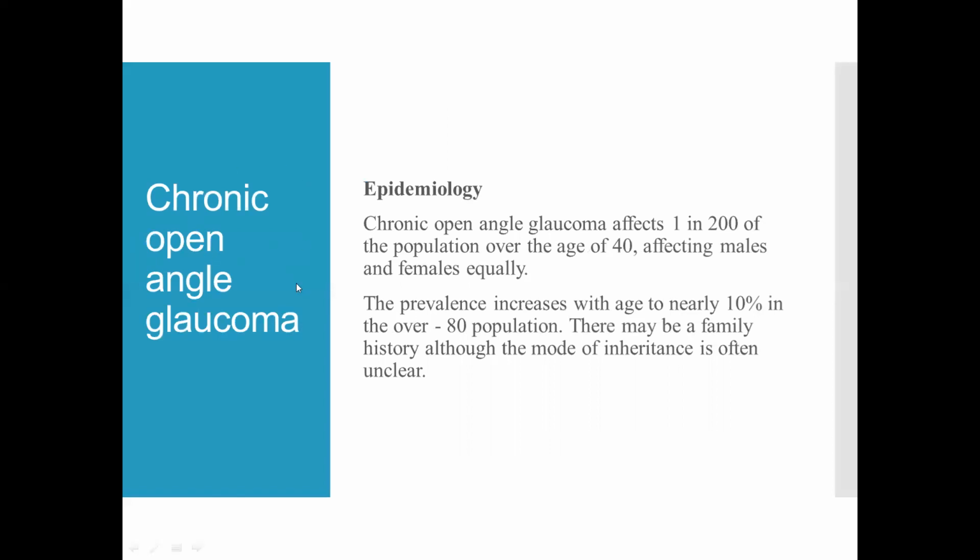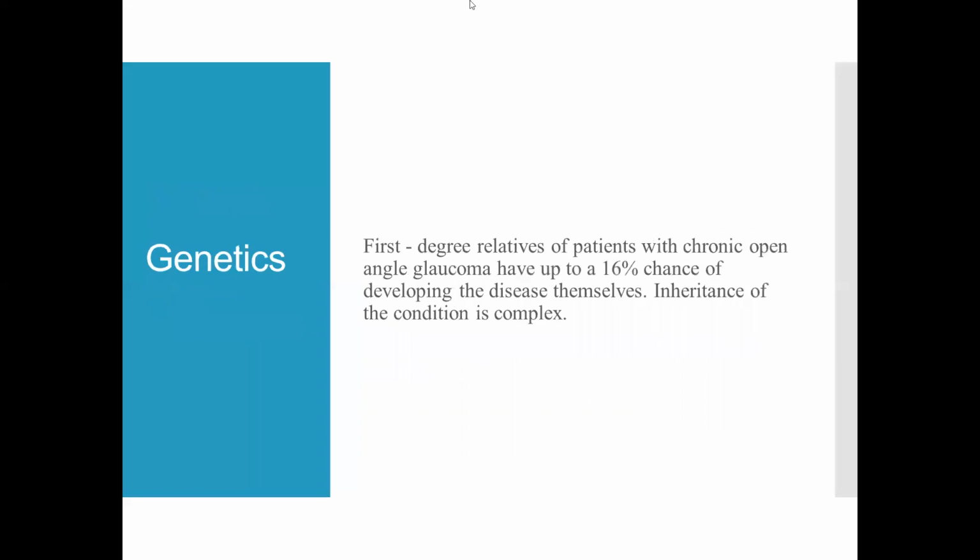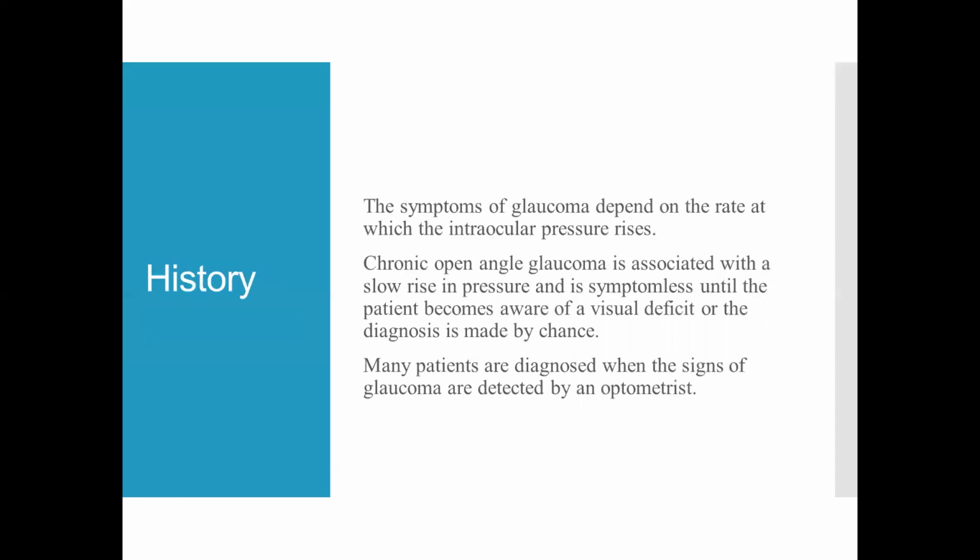So now let's talk in detail about chronic open-angle glaucoma. The epidemiology: chronic open-angle glaucoma affects 1 in 200 of the population over the age of 40, affecting males and females equally. The prevalence increases with age to nearly 10% in the over 80 population. There may be a family history, although the mode of inheritance is often unclear. Genetics: first degree relatives of patients with chronic open angle glaucoma have up to a 16% chance of developing the disease themselves. Inheritance of the condition is complex.